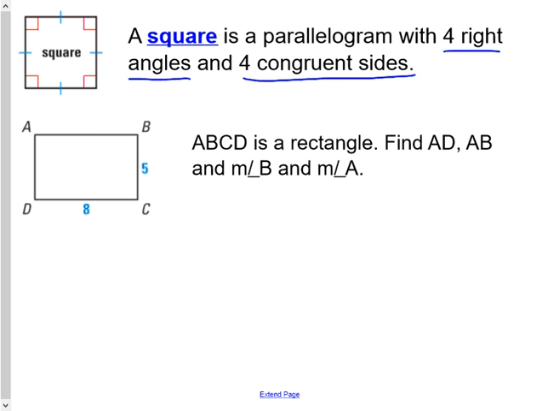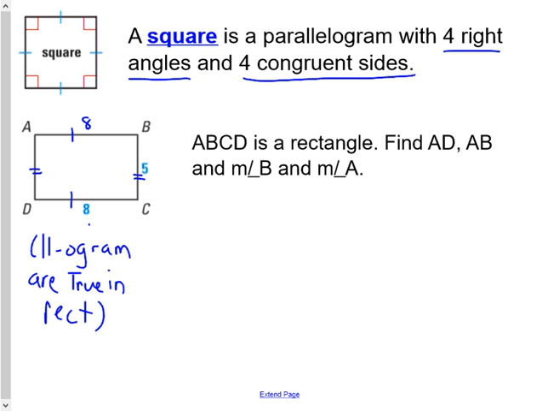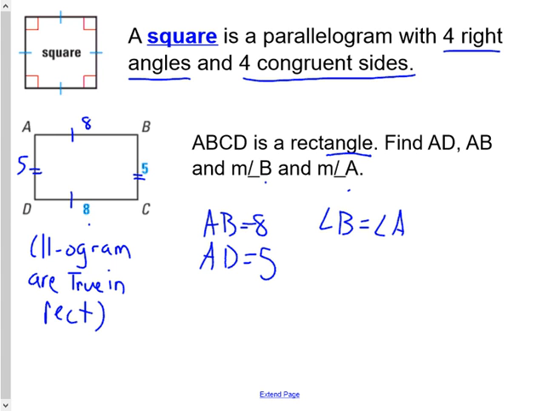ABCD is a rectangle. Find the other 2 sides and the other 2 angles, right? So if DC is 8, AB is 8. And again, opposite sides are equal for a parallelogram, right? Parallelogram properties are still true in a rectangle, right? Because they are both a parallelogram with right angles. So AB is 8 and AD is 5. Next, we know a rectangle has all right angles, so B and A are both going to be 90 degrees.